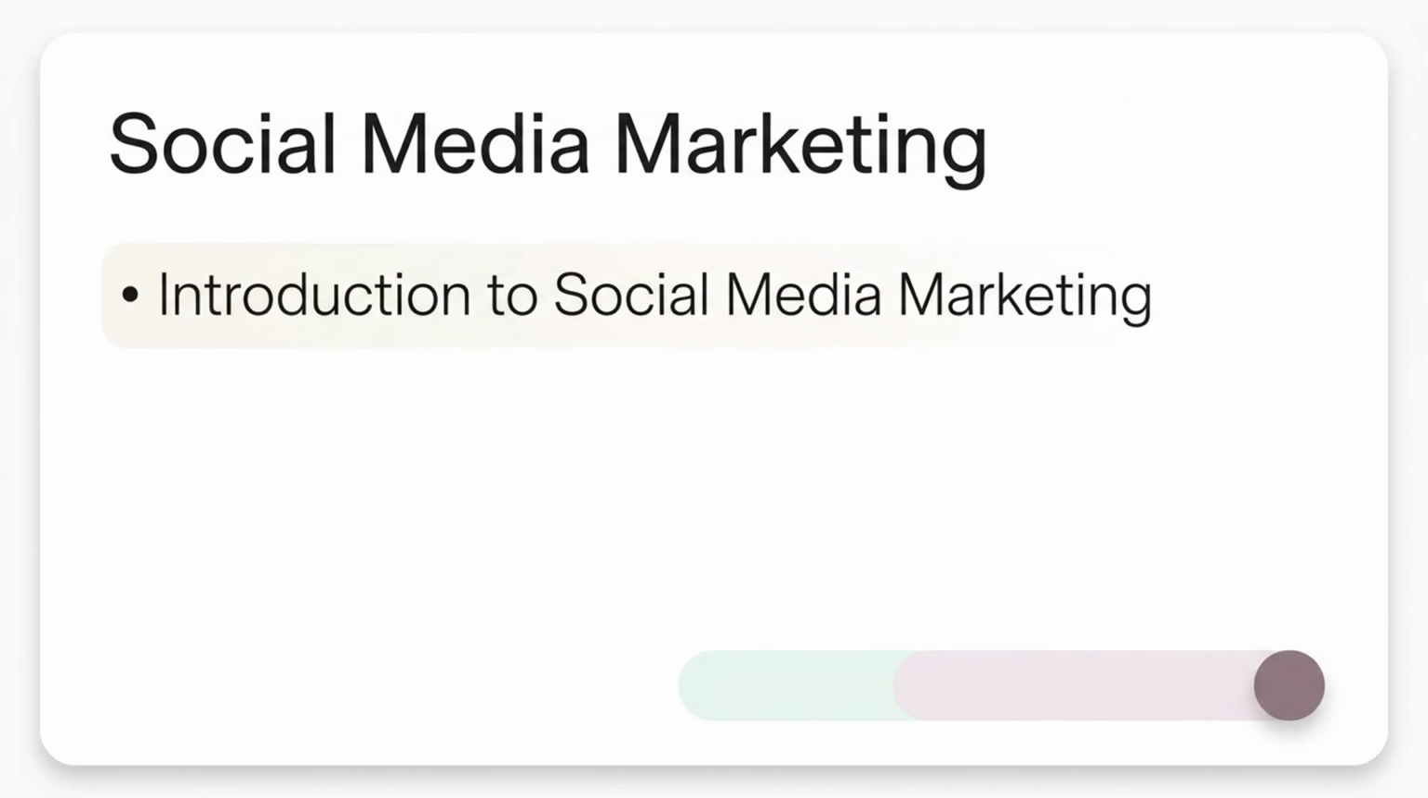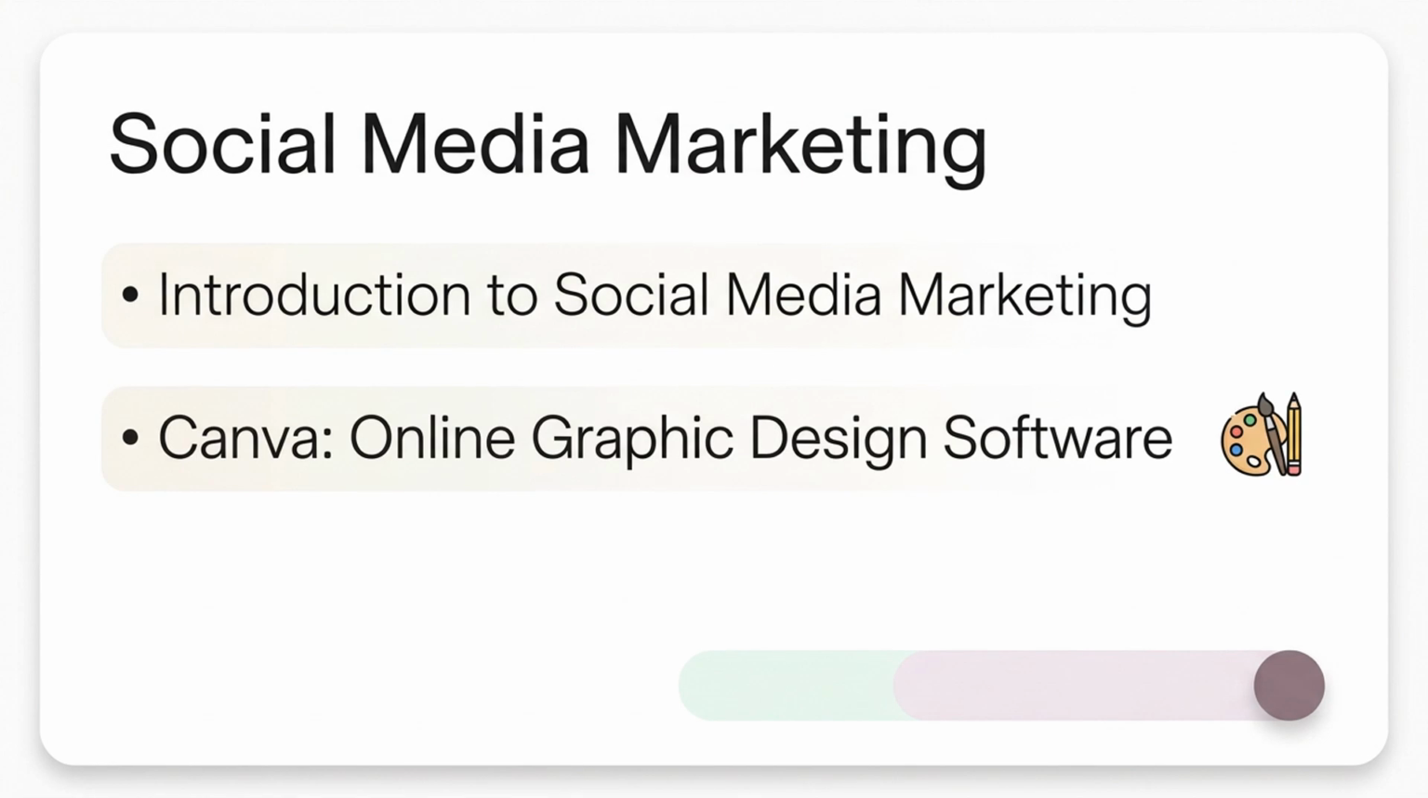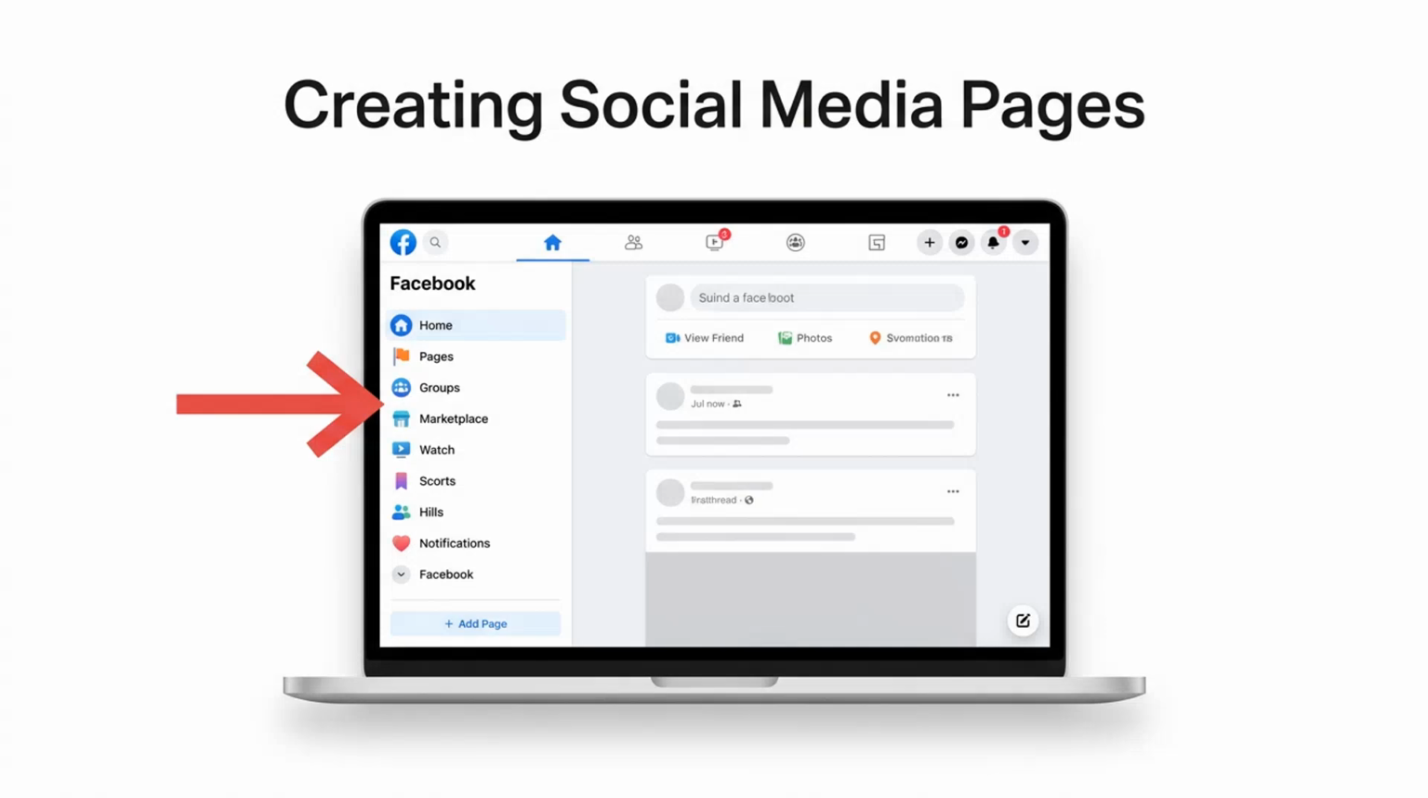Continuing our discussion, let's dive into our next major topic, social media marketing. This is a crucial area for any digital strategy, and we'll be exploring how to effectively use various platforms. Before we get into the nitty-gritty of platforms like Facebook, it's important to mention tools like Canva. Canva is an online graphic design software that is essential for creating the visual content you'll need for your social media marketing efforts. Now let's talk about the practical steps of creating your social media presence, starting with Facebook.